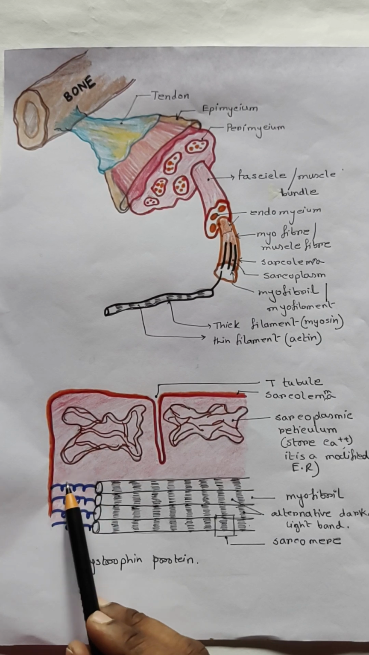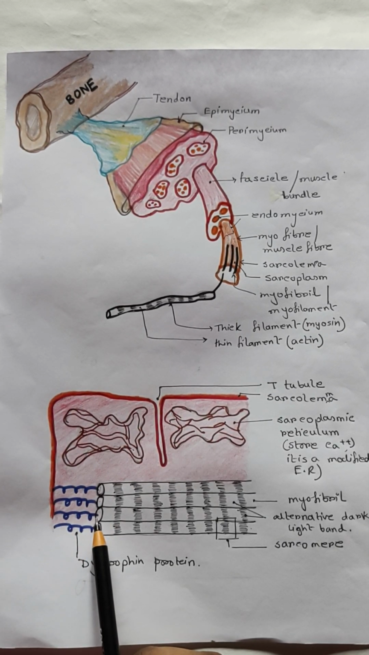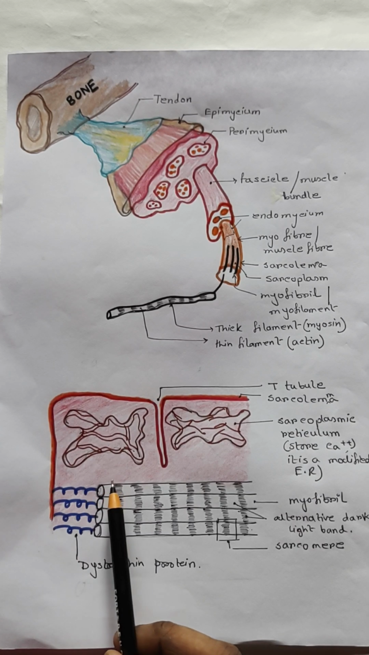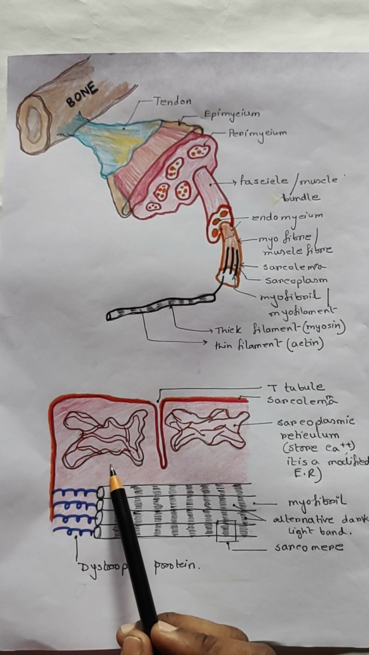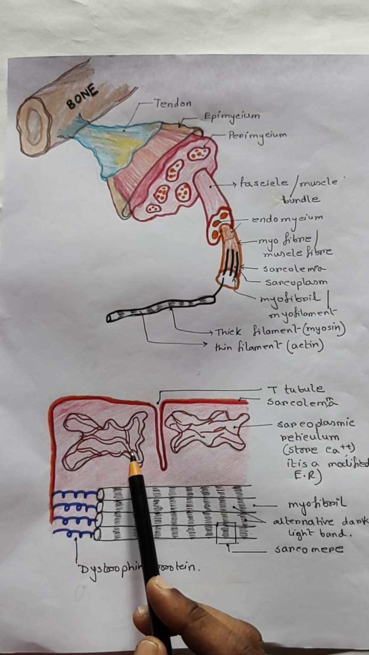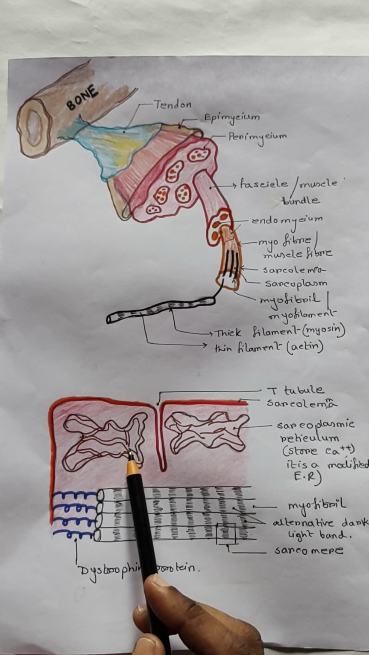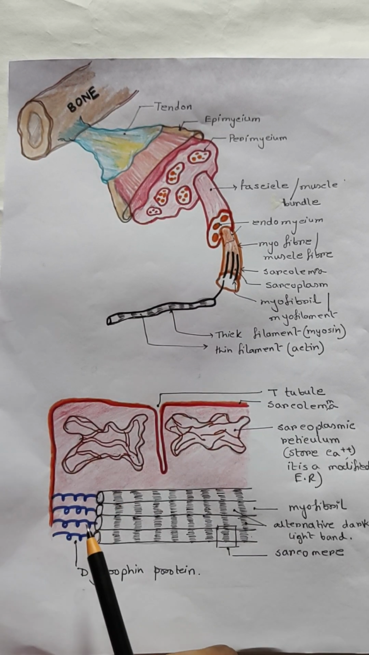Here is another structure, called the dystrophin protein, that also helps in contraction. It relays the signals to the sarcoplasmic reticulum for releasing calcium, and also whenever there is too much calcium, it relays the signal to the sarcoplasmic reticulum. So these are the dystrophin proteins located here.